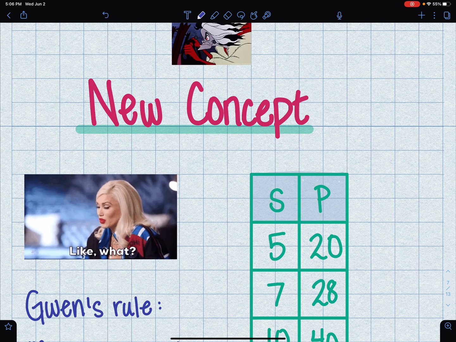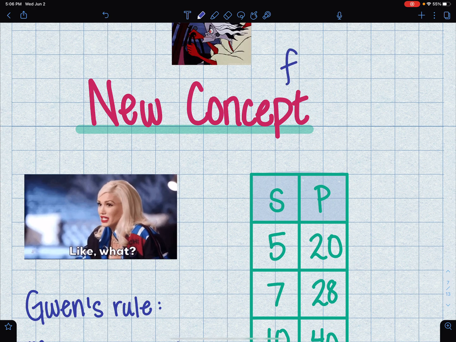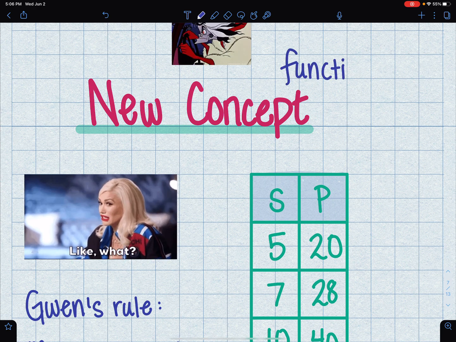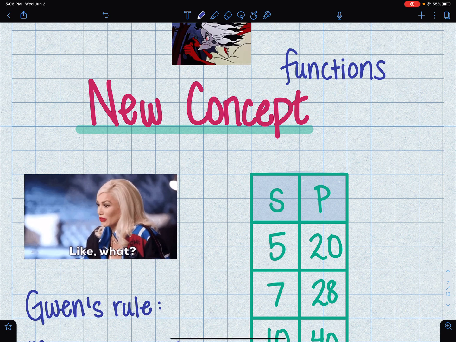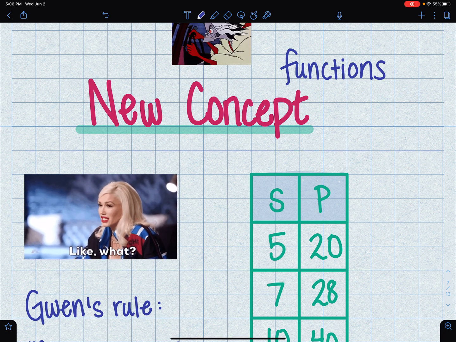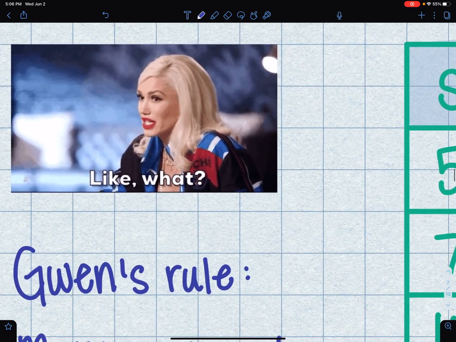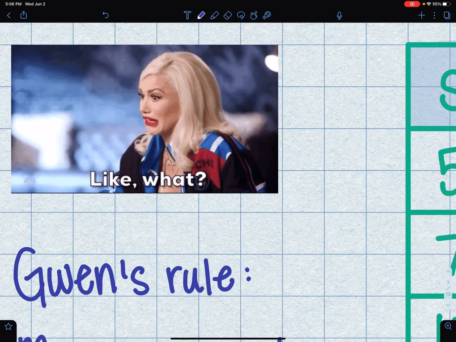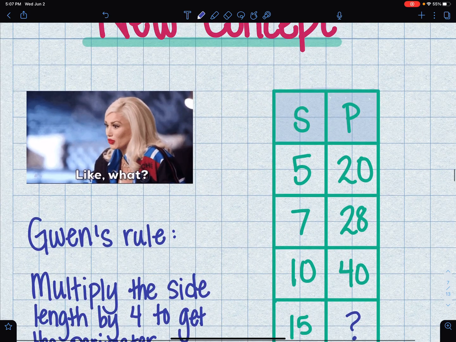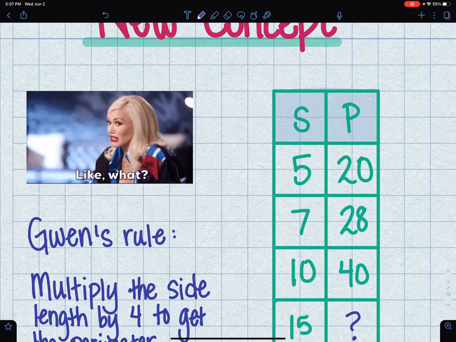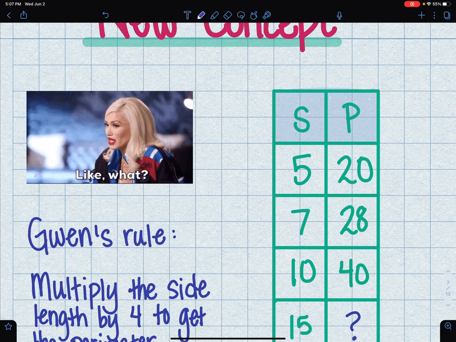The new concept is about functions. Now, functions sounds like a complicated math term. It's not. I'm going to explain to you how functions are kind of like a machine. Let's start with Gwen. Now, this is Gwen Stefani, I think, and she's like, what? I don't think she would know how to do this, but you're going to know how to do this by the end of this. So Gwen thought of a rule, okay?